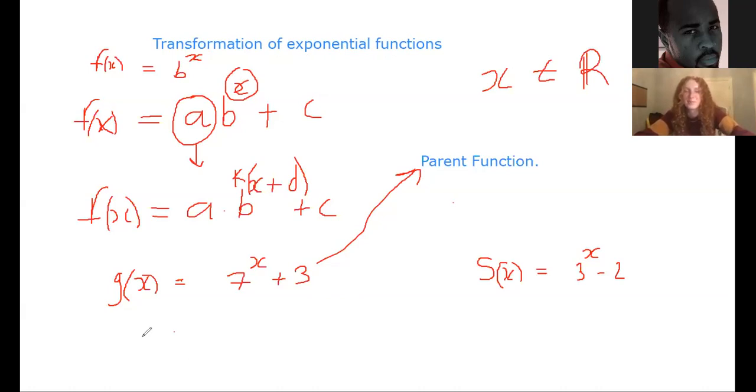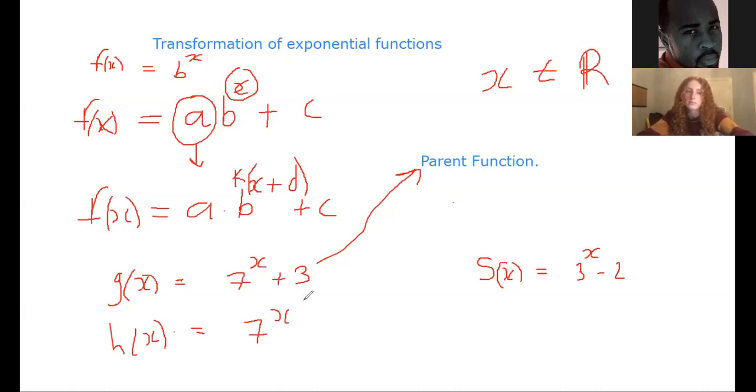Okay, so we're saying that the parent function for this one is 7 to the x, okay? Well, in fact, we can't call this g of x because we said that is g of x. So we're going to call this h of x. h of x is equal to 7 to the x, okay? And that's the parent function. So you forget about all that noise, the plus 3. That's a transformation, okay?